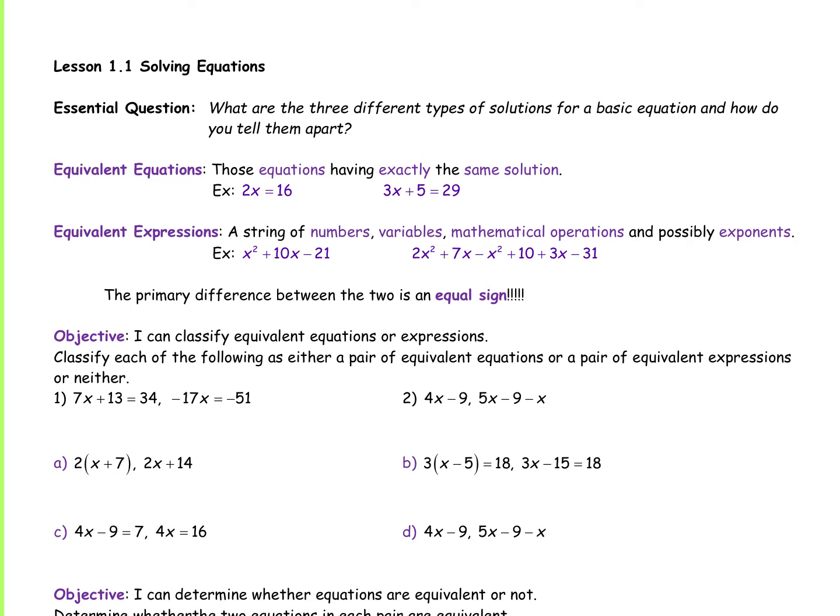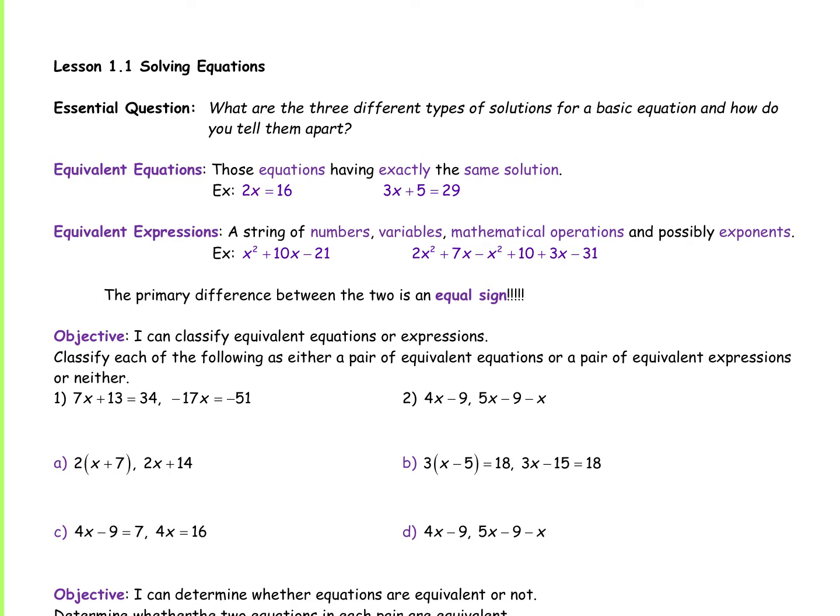So our essential question is, what are the 3 different types of solutions for a basic equation, and how do you tell them apart? That comes at the end. Okay. The first thing, our first vocabulary word is equivalent equations. These are equations having exactly the same solution, like 2x equals 16. If I solve, I get x equals 8. And 3x plus 5 equals 29. If I solve that, I'm going to get x equals 8 also.